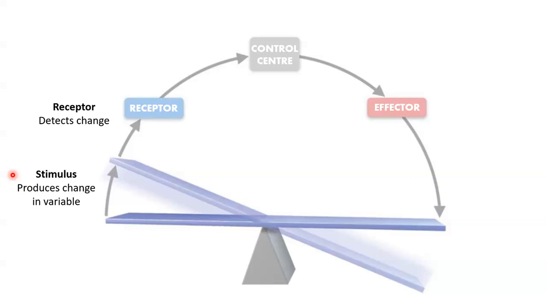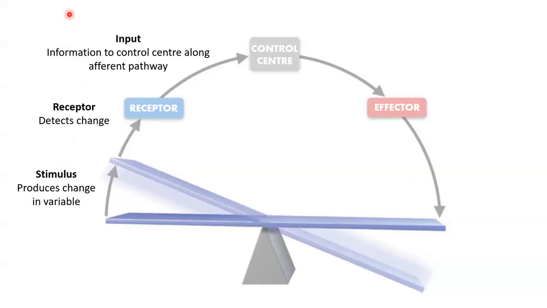We then have a receptor, and a receptor detects the change caused by the stimulus. So in the case of exercising, a receptor would be the hypothalamus, which is a region of the brain which monitors core body temperature or the temperature of the blood. Or in the case of eating your sandwich, it's the beta cells within the pancreas that detect changes in the blood glucose concentration. So a receptor detects change caused by the stimulus.